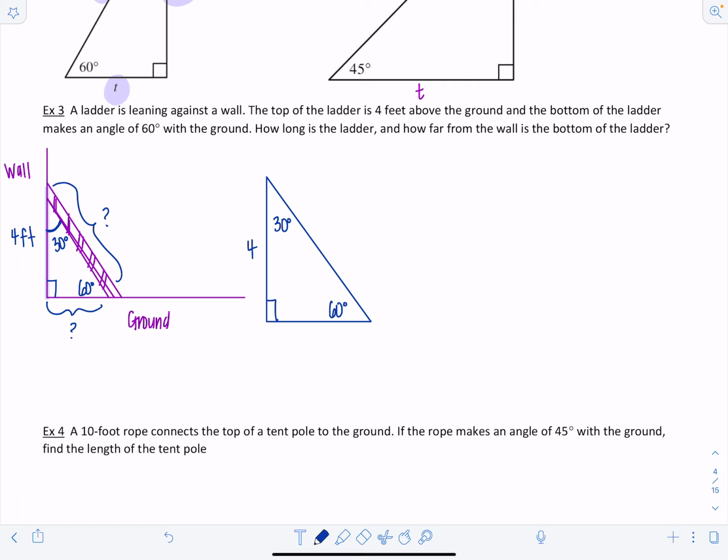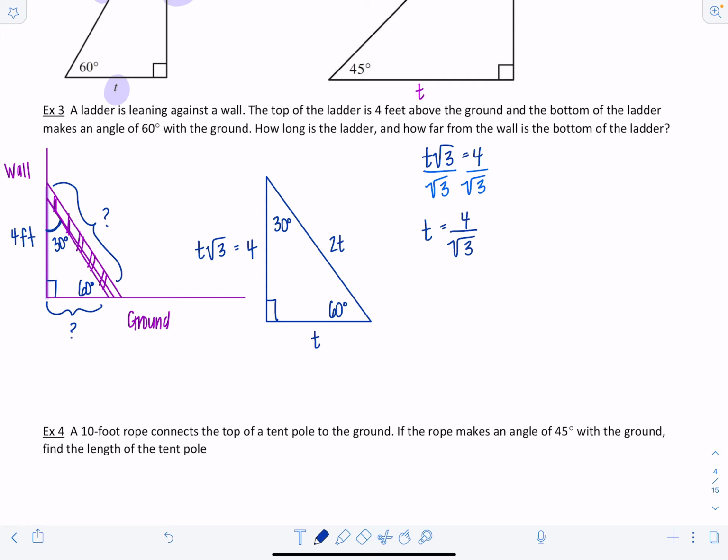Now remember, T is opposite the smallest side. So opposite 30 is T. And opposite the 90-degree angle is 2T. And opposite the 60-degree angle is T times rad 3. So that means T times rad 3 is equal to 4. So T rad 3 equals 4. I'm going to solve for T. In order to do that, I need to divide by rad 3. So now we have T equals 4 over rad 3.